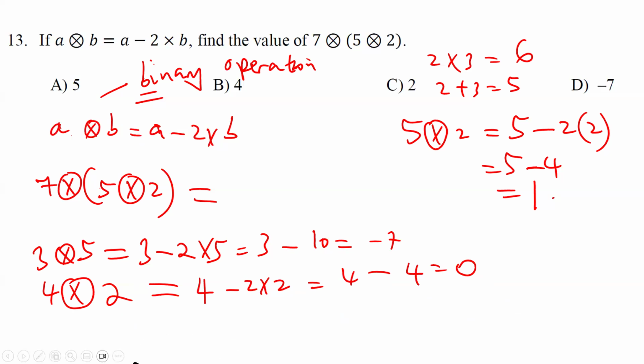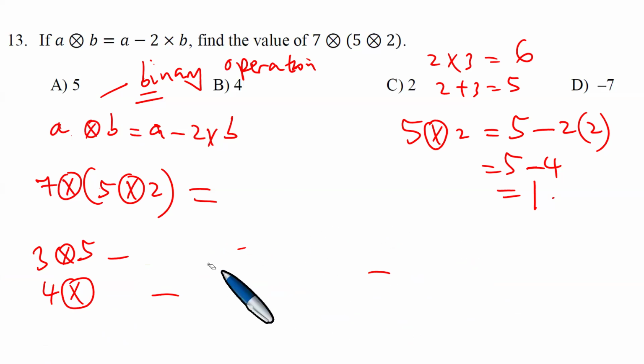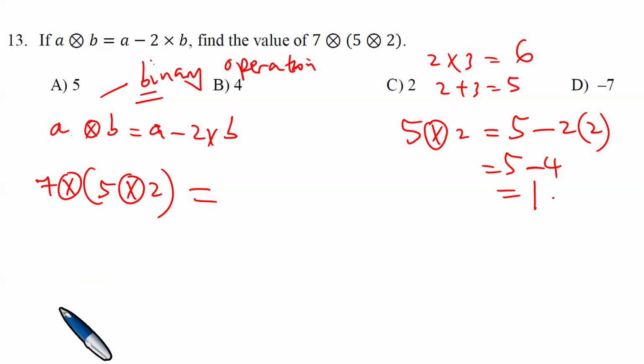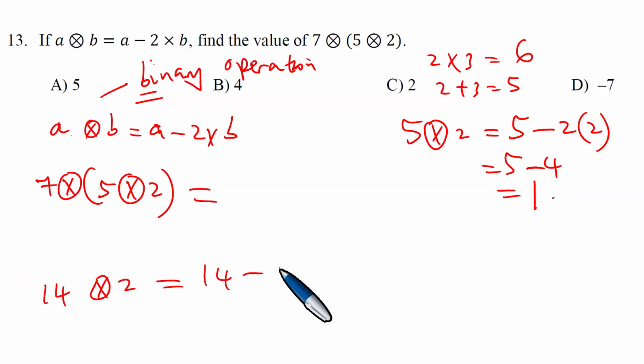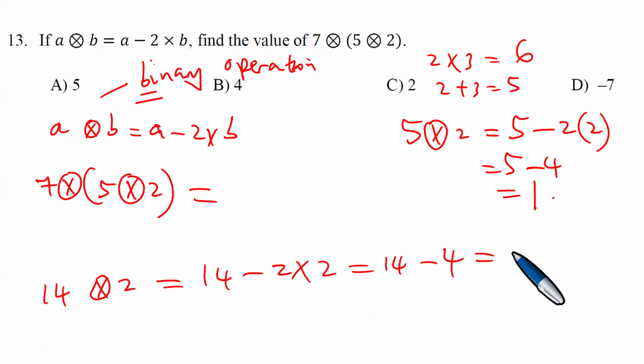Okay, yeah, we continue and try to check what we have here. Now, what about if somebody says 14 cross 2? What is the answer? It's going to be 14 minus 2 times 2, well done, which is exactly 14 minus 4, since 2 times 2 gives us exactly 4, and then 14 minus 4 gives us a 10.